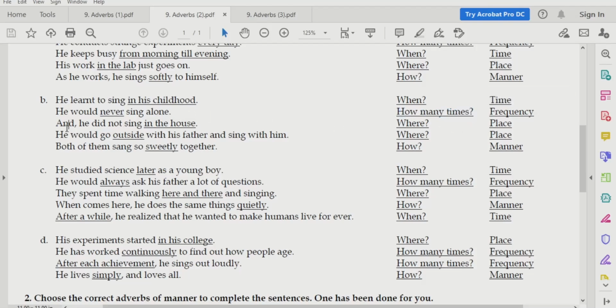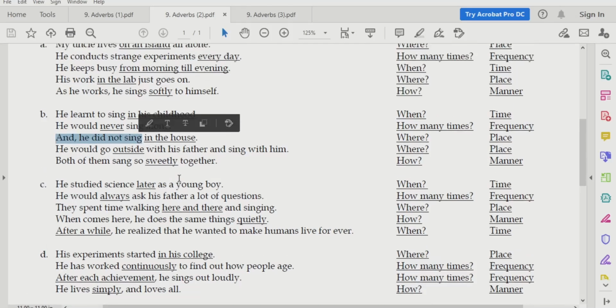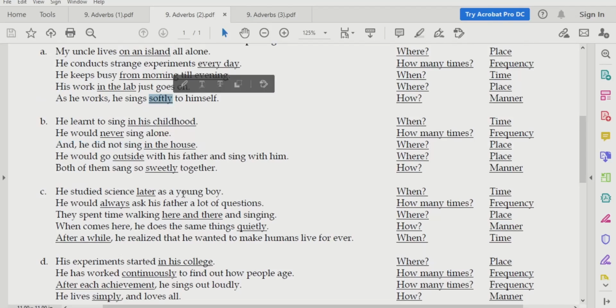In the same way, and he did not sing in the house. Now maybe you can say over here, and he did not sing softly. But over here we have, he did not sing in the house. So you have to ask a question, kaha, where? So it becomes adverb of place.